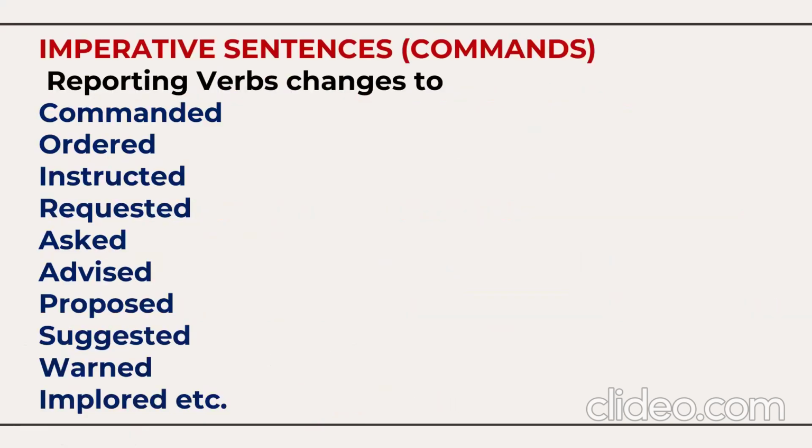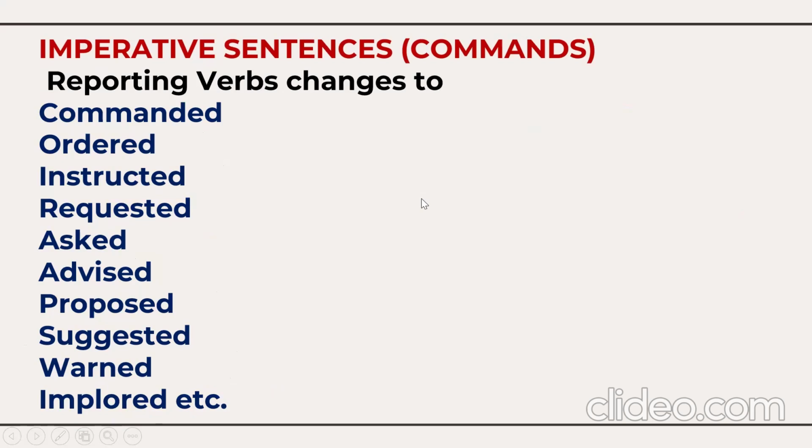Now, secondly, imperative sentences. So what is the meaning of imperative sentences? Imperative sentences are where we say about any kind of command, right? Command, request. So when we convert a direct speech into the indirect speech, when it is given in imperative sentences, we change the reporting verb, and depending on the nature of the sentence we use some words. Depending on the nature, we can use commanded, ordered, instructed, requested, asked, advised, proposed, suggested, warned, implored, etc.